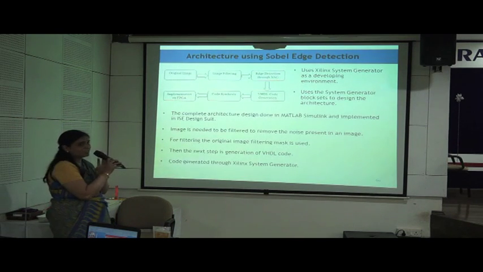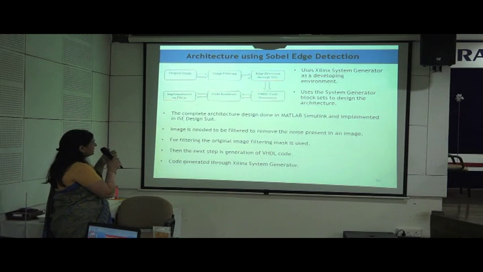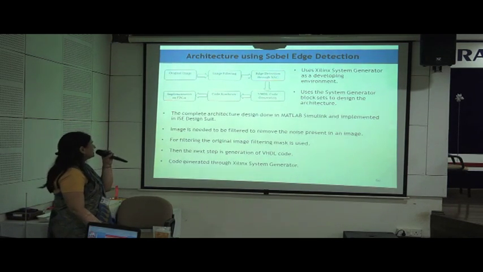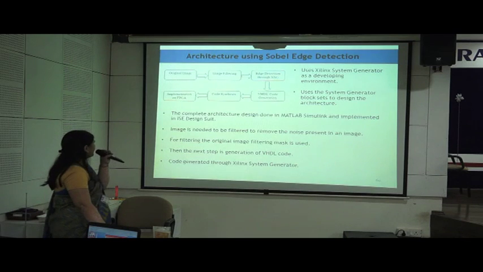This is the third architecture using Sobel edge detection. Again, the same block diagram is there, only the filtering is different and a Sobel edge detector is used. Using Xilinx System Generator as a development environment, it uses the System Generator blockset to design the architecture. The complete architecture design is done in MATLAB Simulink and implemented in ISE Design Suite.